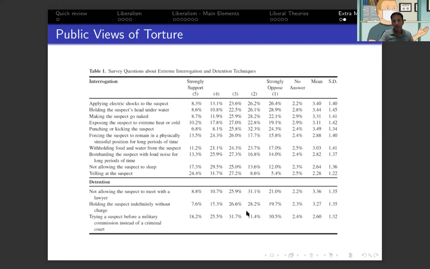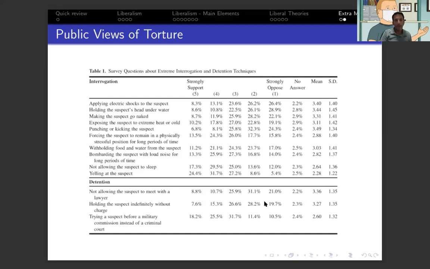So overall, you can see that there are pretty substantial numbers that oppose tactics that relate to detention. So it's not even interrogation of suspects, it's just detention. For example, not allowing the suspect to meet with a lawyer draws a pretty substantial amount of opposition from the people that answered this specific survey.